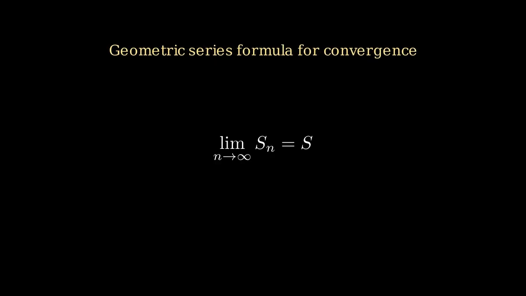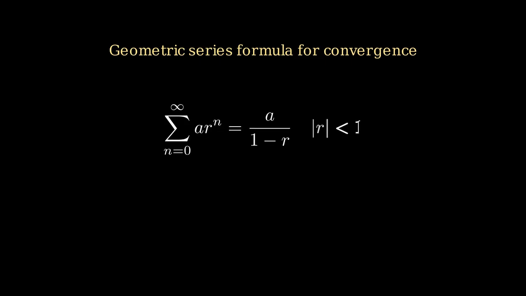One special case is the geometric series, the sum from n equals 0 to infinity of a times r to the n. This converges to a divided by (1 minus r) whenever the magnitude of r is less than 1. If the magnitude of r is 1 or more, it diverges.